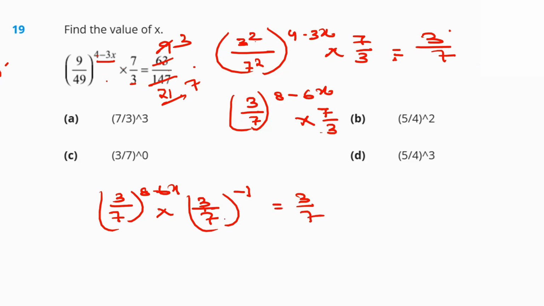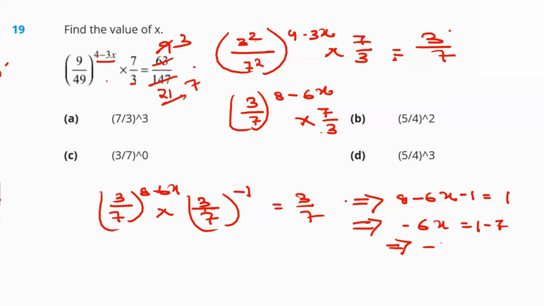And we can just take the minus 6x minus 1 is equal to 1. We are applying the rule a to the power m into a to the power n is equal to a to the power m plus n. Okay. So if we are doing that, that gives me 8 minus 6x minus 1. Let minus 6x be on this side. 8 minus 1 is 7, minus 7. That's minus 6x is equal to minus 6. Minus 6 minus 6, ignoring, x becomes 1. So anything to the power 0 is equal to 1. So 3 by 7 whole to the power 0 gives me value 1. So that's the answer.